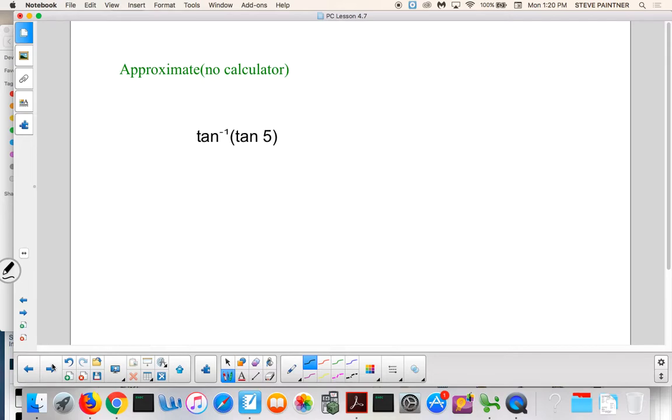Inverse tangent of tangent of 5. No calculus. What is it? 5. Okay, so you say, boom, boom, inverse operations, the answer is 5. Is he right? Here's the deal. You're not right. But I get why you did that, because they're inverse operations, right, guys? Okay, why is he not right?